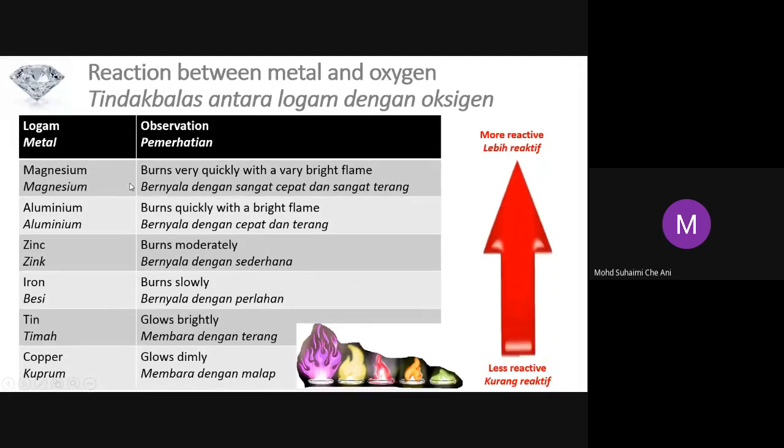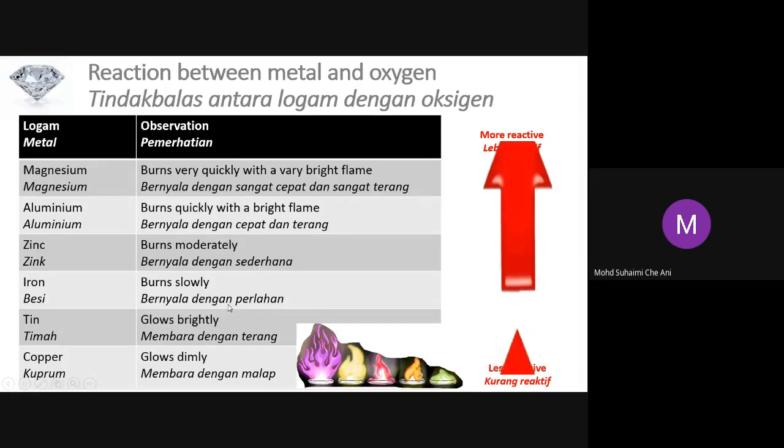they heat the metals, and you will see a different kind of flame, a different kind of reaction. If we see magnesium, it burns very quickly with a very bright flame. So it is number one, magnesium on the top, followed by aluminium, it's just a bright flame. Zinc moderately, iron burns slowly, tin it just glows, not burns, it glows brightly, but copper glows dimly. So this is the position of the metals in the metal reactivity series. The top one is the most reactive, but the bottom one is the less reactive.